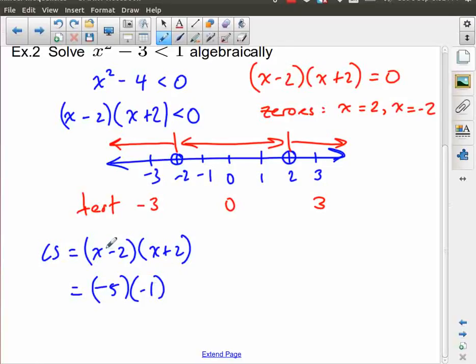Now you might notice I didn't actually put the negative 3 in there and show it. That's because above here, I say I'm testing negative 3. If you don't have this written explicitly, then you better show me the value that you're putting in there before you get these results. And negative 5 times negative 1 is equal to positive 6. So do you think this test passed or failed? Is that a number less than 0? No.